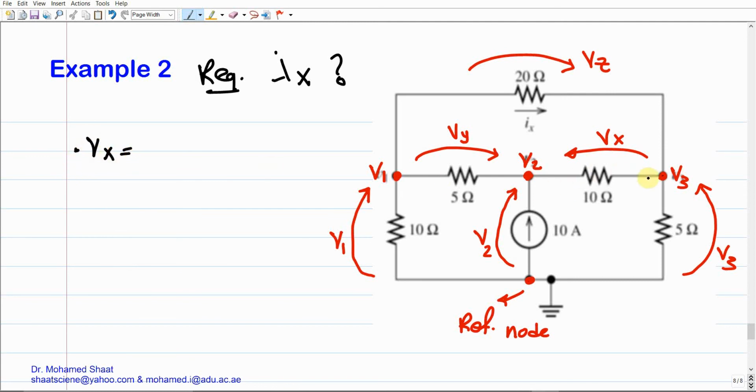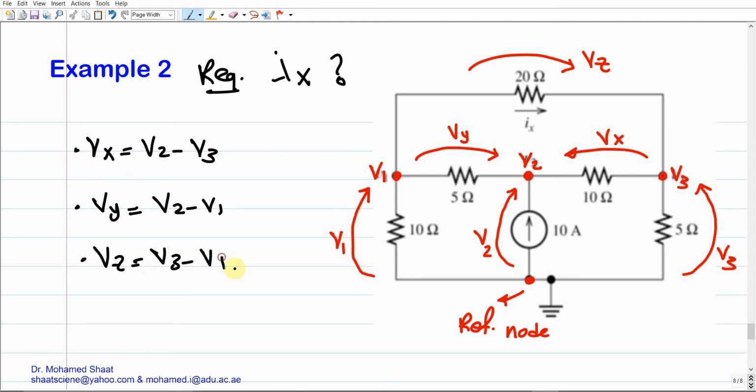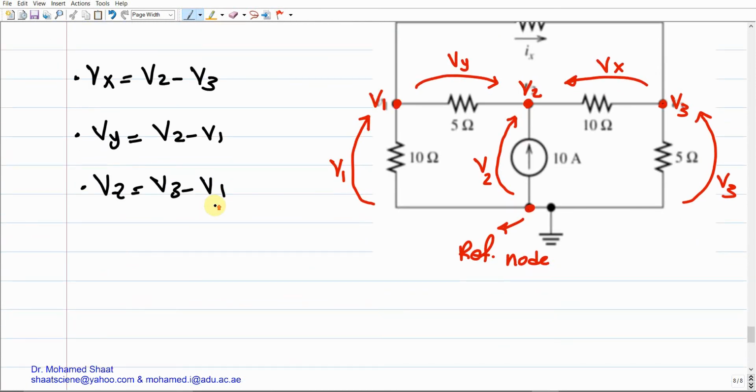Vx moves from 3 to 2, so it should be V2 negative V3. How much is Vy? Vy moves from 2 to 1, so it should be V2 negative V1. How much is Vz? It moves from 1 to 3, so it should be V3 negative V1. Very simple. Make sense? Then what next? We're gonna move to step 7.